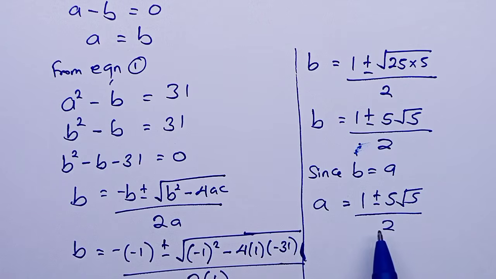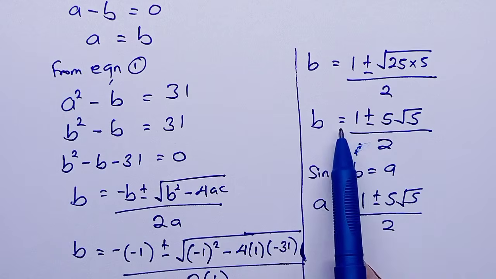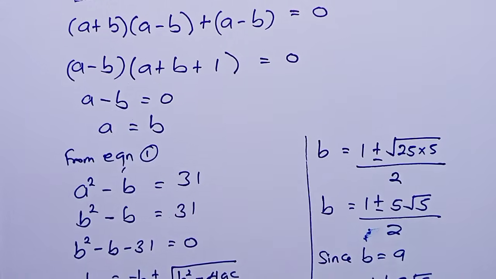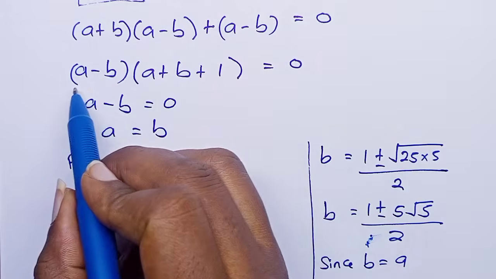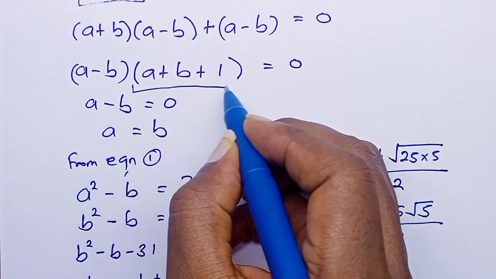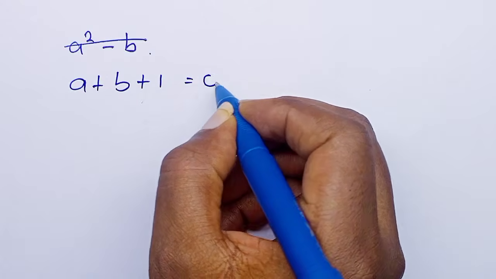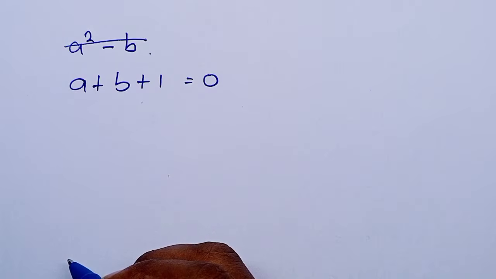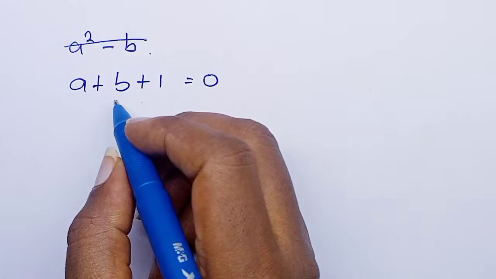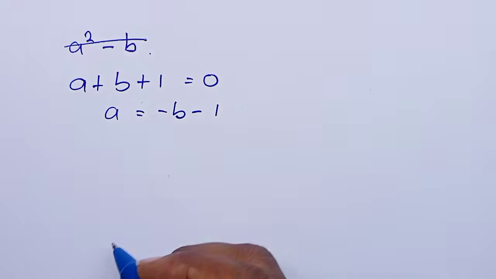Okay. Now this is the solution for the first option, the first value. So here we have a is this and b is this for this first one, where a minus b is equal to 0. So we need to also get for this one here. A plus b plus 1 is equal to 0. So in this case, making a the subject, this will be equal to minus b minus 1.